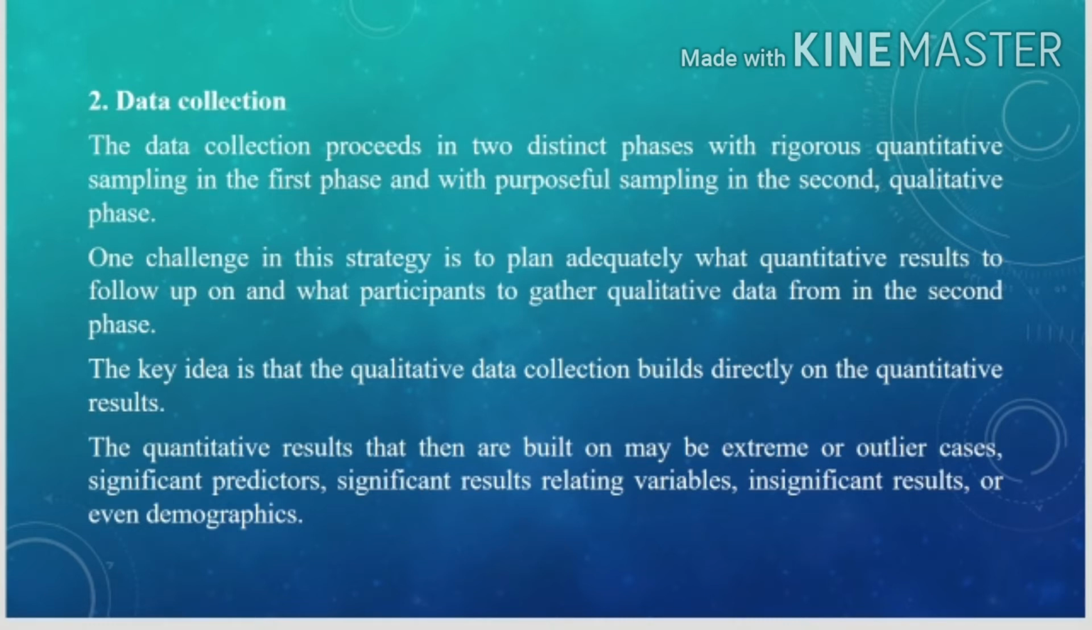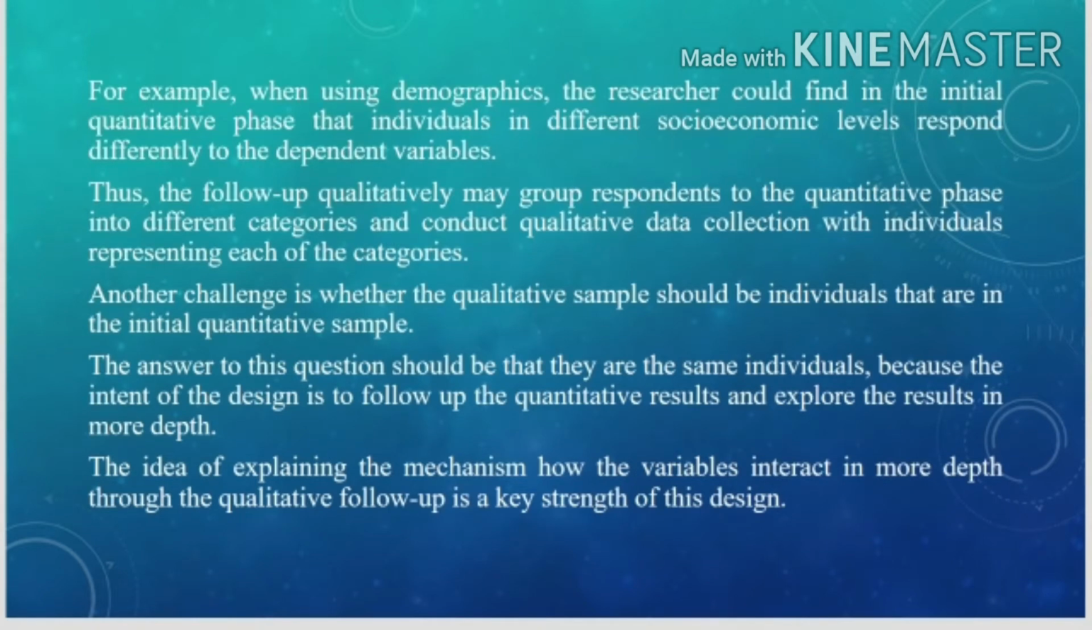The quantitative results that then are built on may be extreme or outlier cases, significant predictors, significant results relating variables, insignificant results, or even demographics. For example, when using demographics, the researcher could find in the initial quantitative phase that individuals in different socioeconomic levels respond differently to the dependent variables. Thus, the follow-up qualitatively may group respondents to the quantitative phase into different categories and conduct qualitative data collection with individuals representing each of the categories.